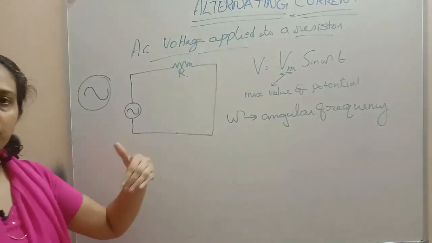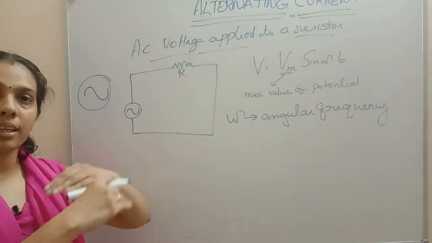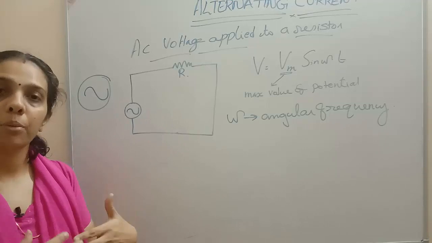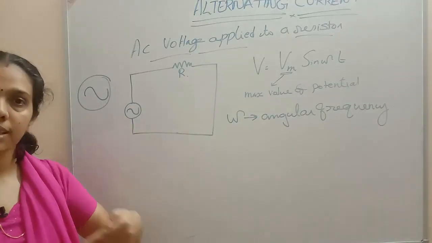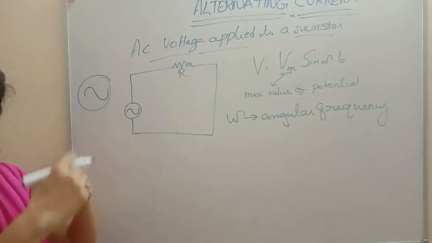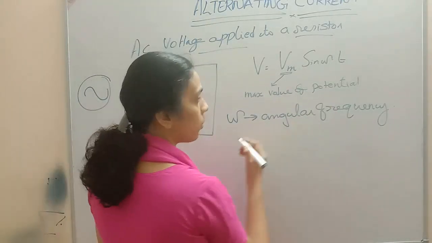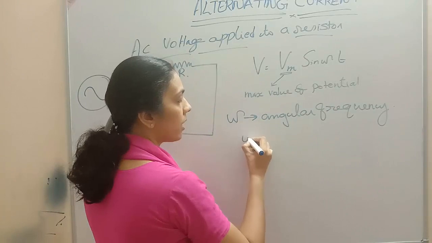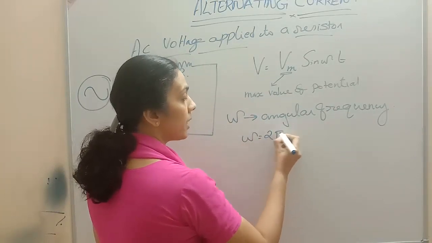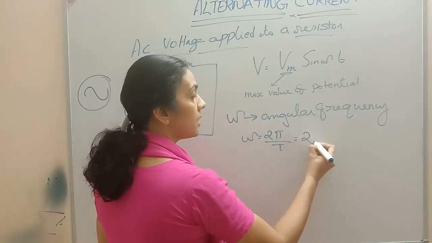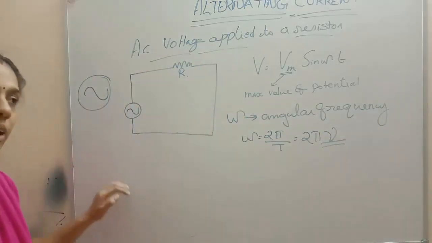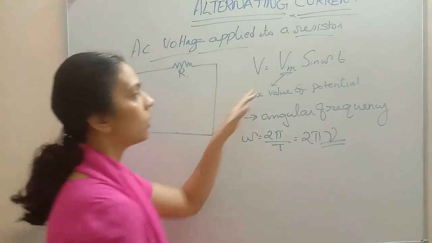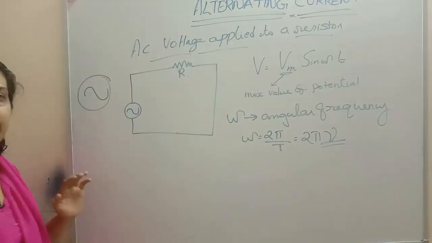Frequency means the number of oscillations in 1 second. Angular frequency means how fast it is changing in a rotational manner. That is angular frequency. So omega equals 2 pi by T, or we can write it as 2 pi into nu. This is the formula for angular frequency. Now, V equals Vm sine omega t.